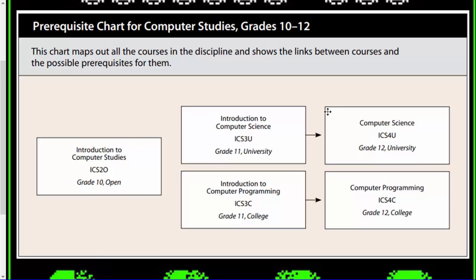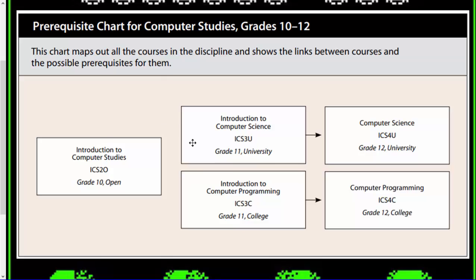Now, as far as the actual courses go, here's the prerequisite chart. And the thing to note here is the grade 12 courses have prerequisites. So you have to take the 11U to take the 12U. You have to take the 11C if you're going to take the 12C. So we won't discuss those because when you're at the point where you're considering those courses, you'll have already taken a couple of others, or at least one other, and you'll know basically what you're getting yourself into.